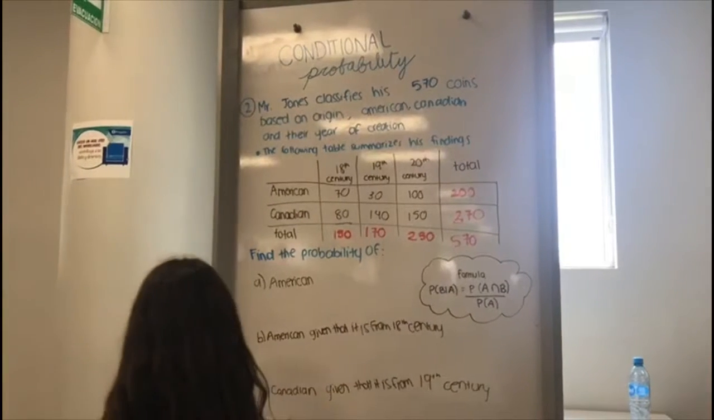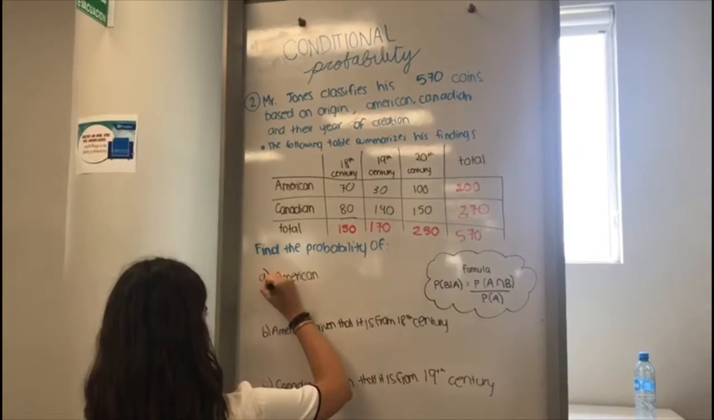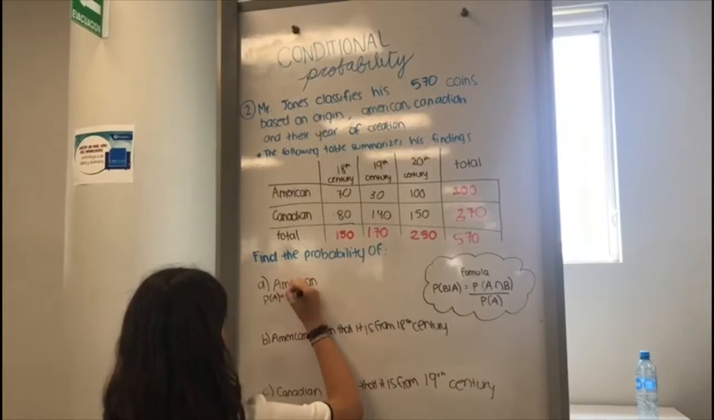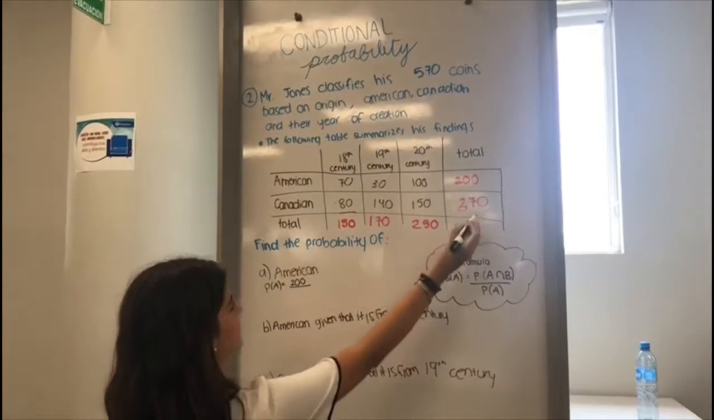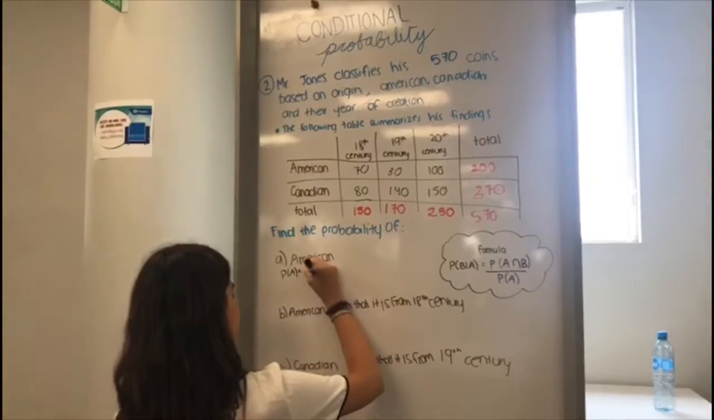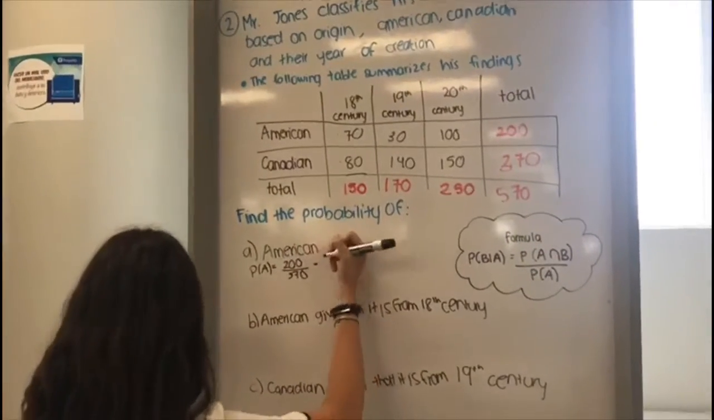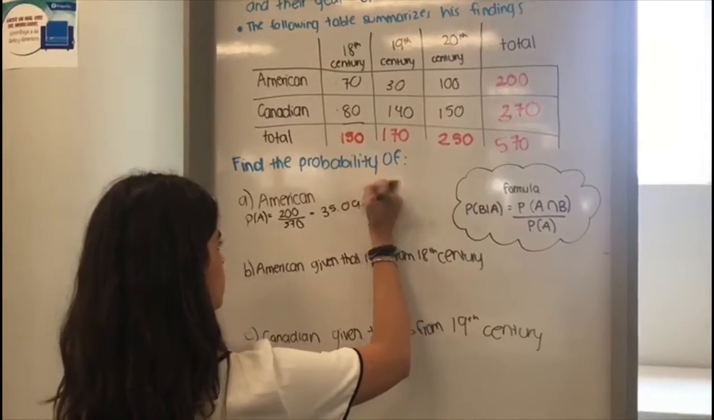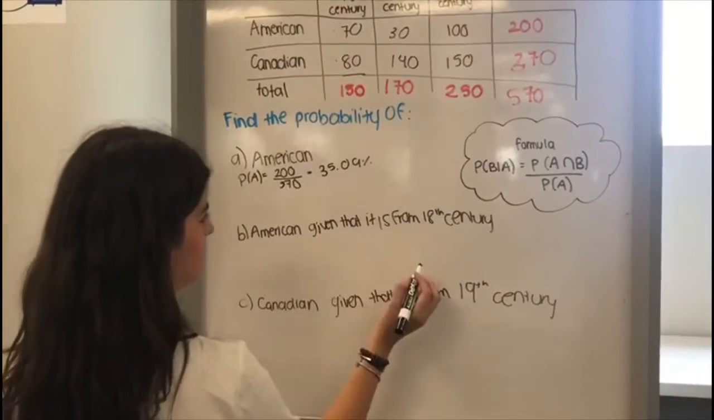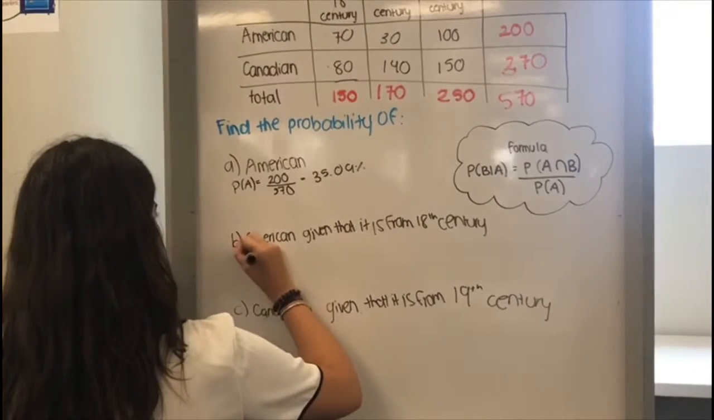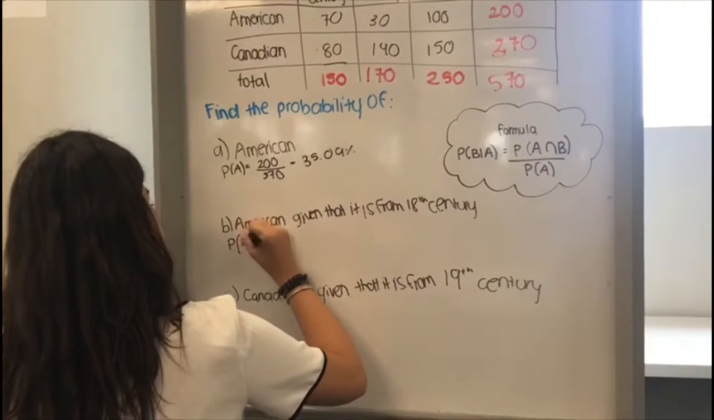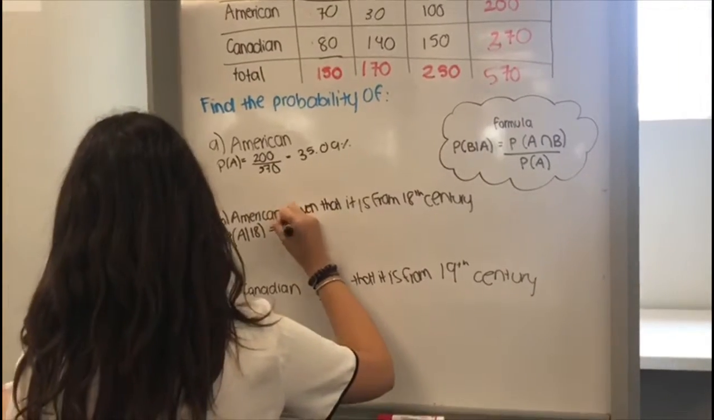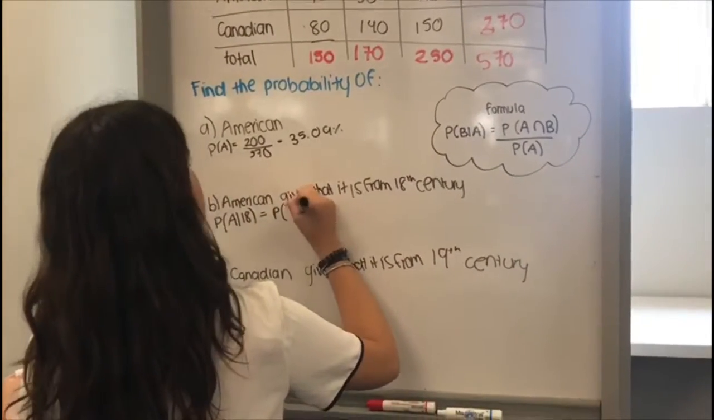The problem says to look for the probability of the coin being American. So we look how many coins are American, which are 200, over the total of coins, which is 570. And we divide that, and the decimal we get, we multiply times 100, and it turns into 35.09%.